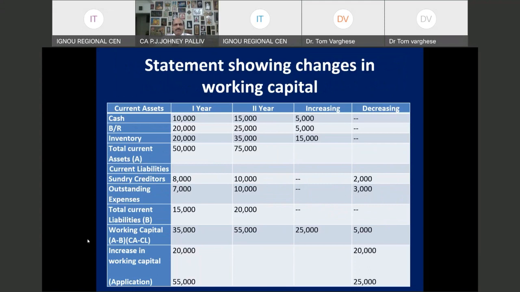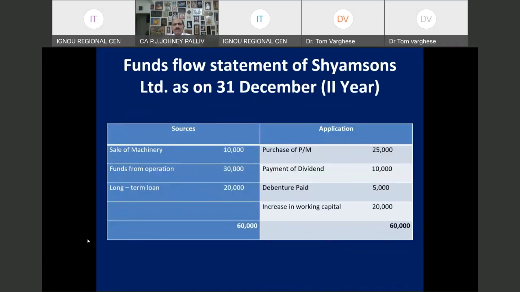Changes in working capital. Year one working capital: cash, receivables, inventory, total 50,000. Liabilities 8,000, outstanding creditors plus outstanding, that is 15,000. So 50 minus 15, 35,000, year one working capital. And here, similarly, 75 minus 20, 55,000, year two working capital. There is an increase of working capital from year one, 35,000, to year two, 55,000, that is 20,000. Friends, you can see the statement of increase in working capital, that is 20,000.